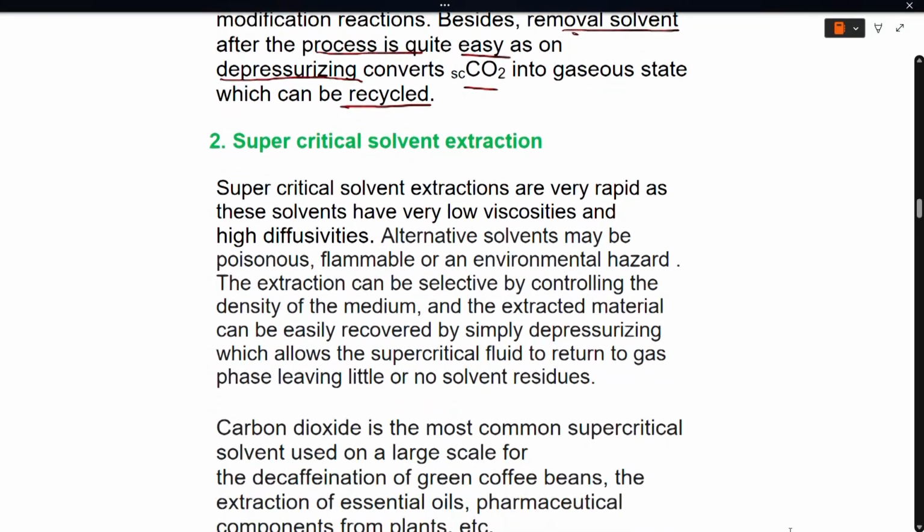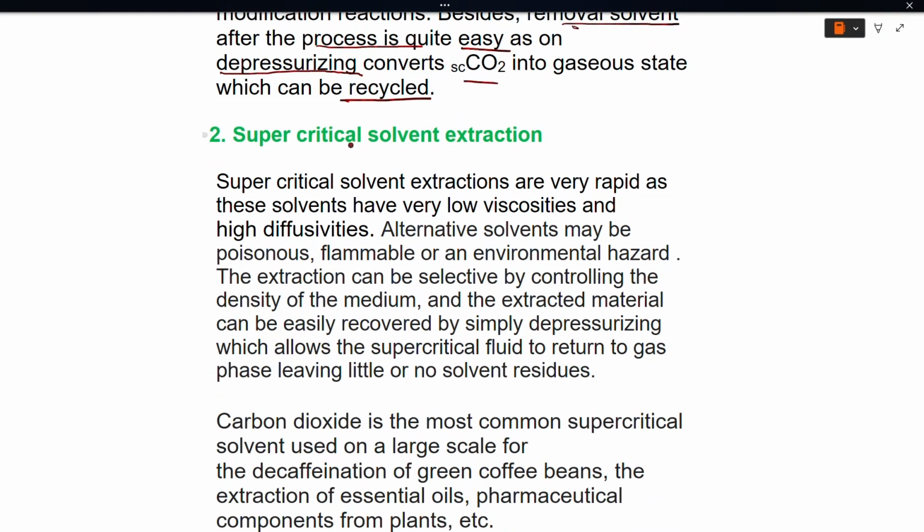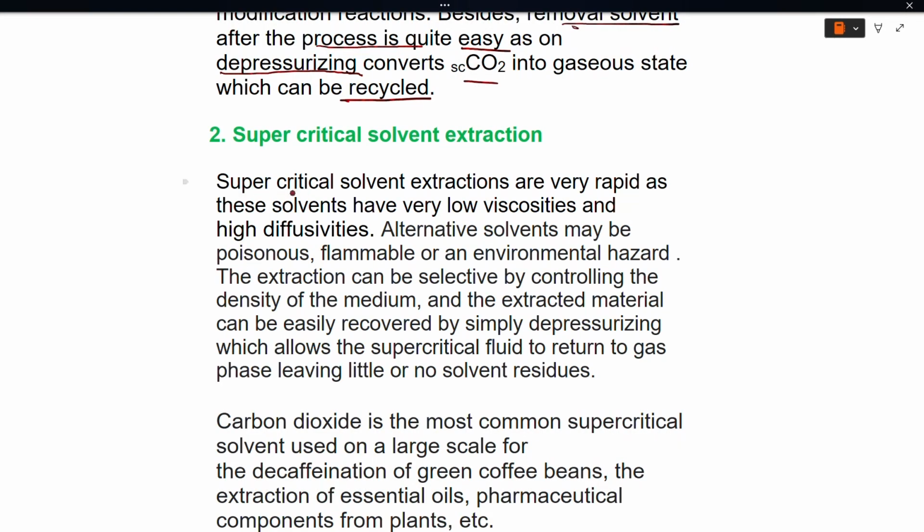Next is supercritical solvent extraction. We know that for solvent extraction we generally apply hexane and many other organic solvents, and these solvents are all carcinogenic as well as poisonous to human beings, and they cause environmental pollution. Now, if I use supercritical carbon dioxide as a solvent for extraction, it has very low viscosity and high diffusivity.